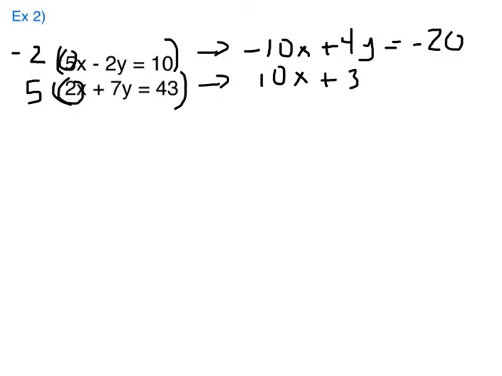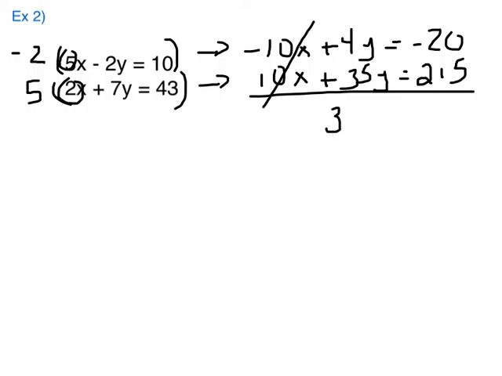5 times 7 is 35y, equals, and then 5 times 40 is 200, and then 5 times 3 is 15, so 215. Big numbers. Well, when I go to add them, yes, indeedy, the x's fall out. If I add 4 y's onto that, it gives me 39 y's equals 215 minus 20. That's 195.